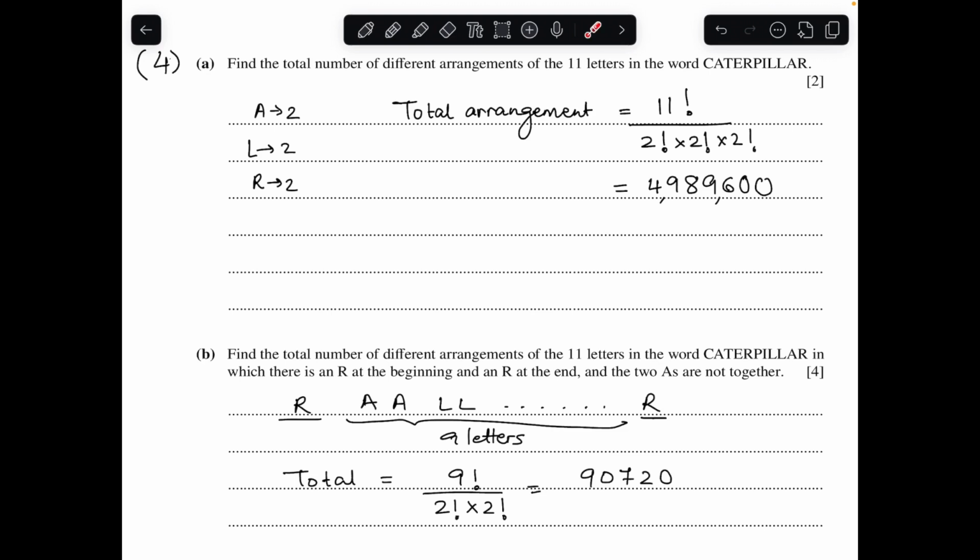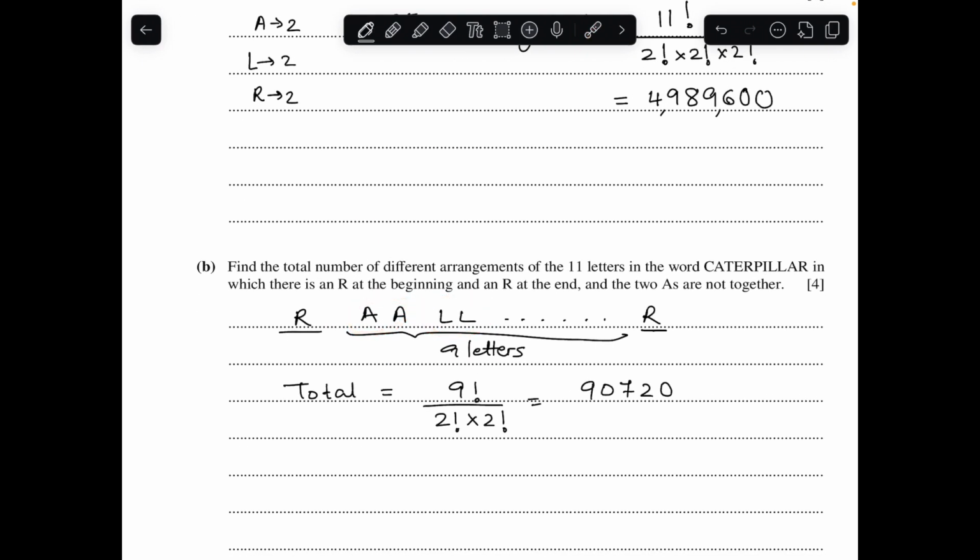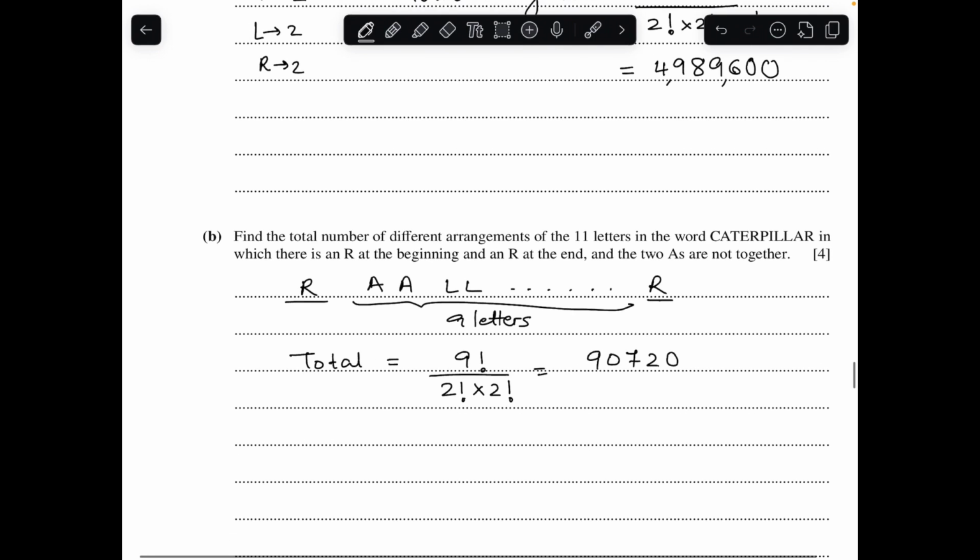which is 90,720. So what are these 2 factorial and 2 factorial? This is for the 2 A's and 2 L's that are repeating. So these are the total possible arrangements.